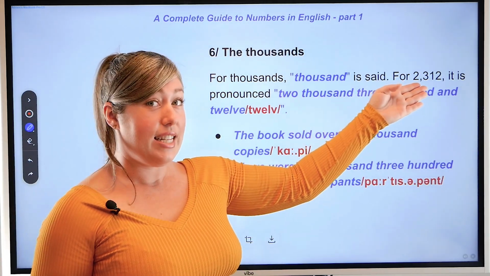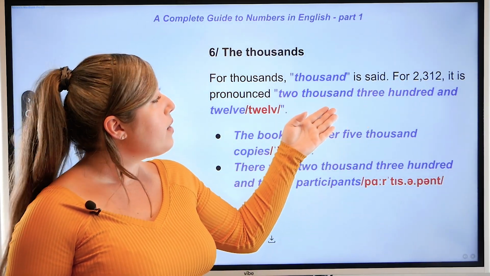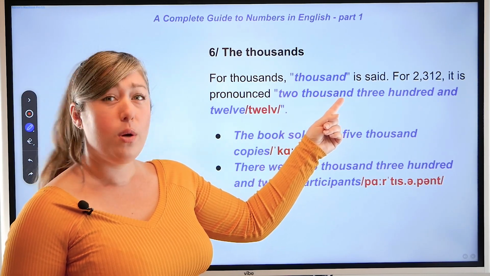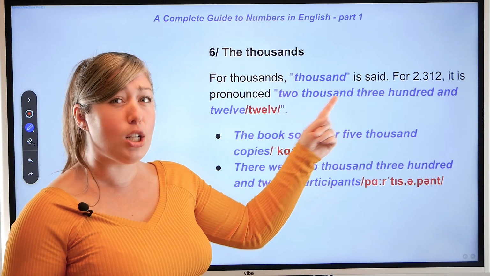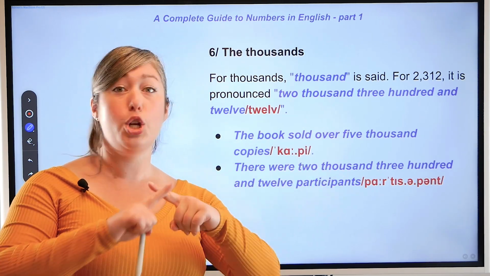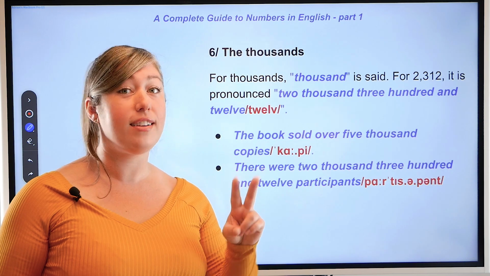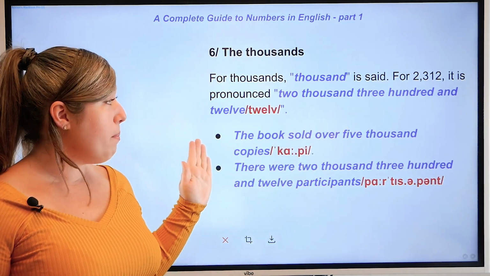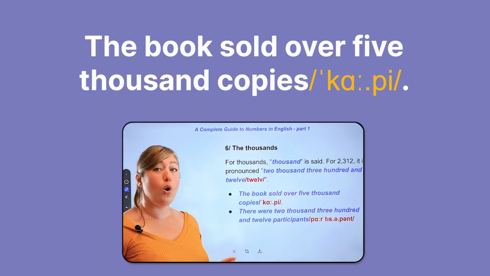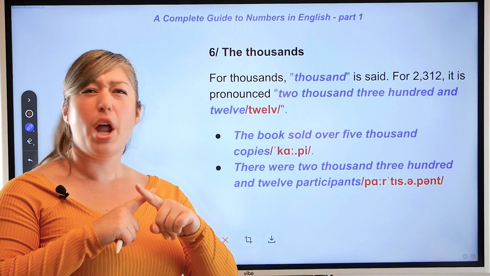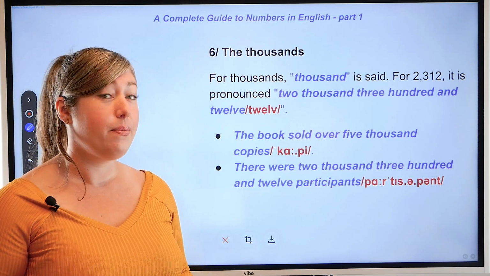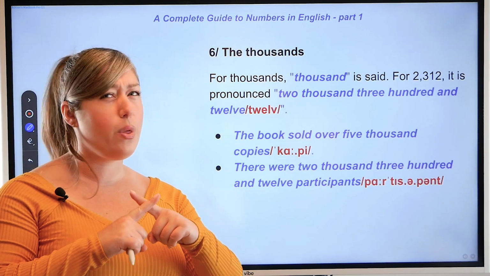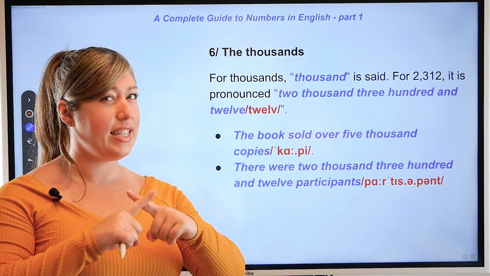When we have a number like this, we say 2,312. Again, we don't put an S at the end. We don't say 2,000s, 3,000s, no S, just like with hundreds, no S, 100, 200, same for these kinds of numbers. We can look at some example sentences such as, the book sold over 5,000 copies. Not 5,000s, 5,000. Or, there were 2,312 participants, not 2,000s. Remember, no S.